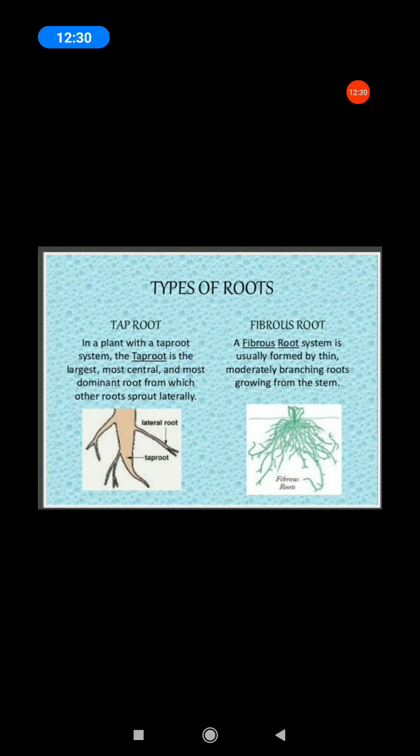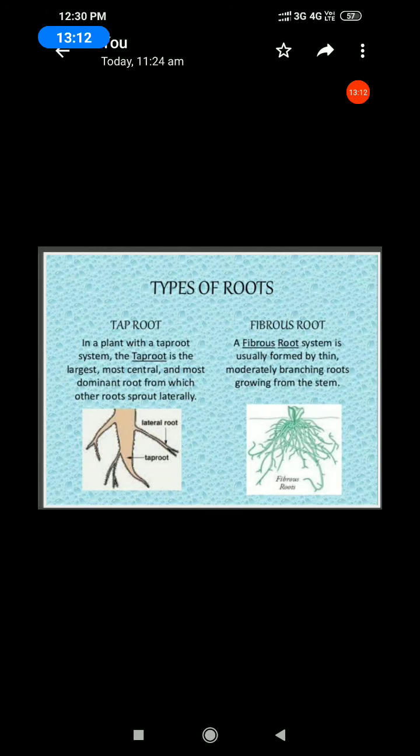Types of roots. What are the types of root? Taproot and fibrous root. I will explain taproot and fibrous root. All of you see the video picture. First, taproot. In a plant with a taproot system, the taproot is the largest, most central and most dominant root from which other roots sprout laterally. See the parts: taproot and lateral root.